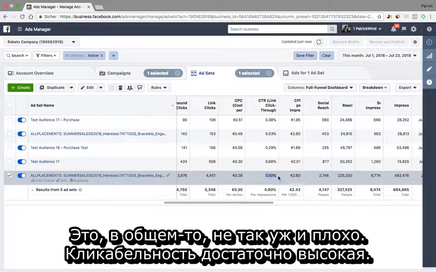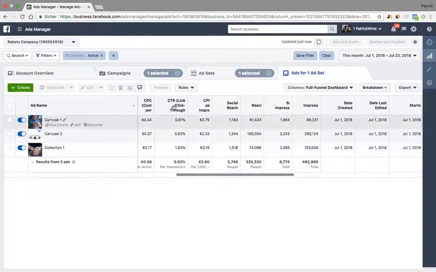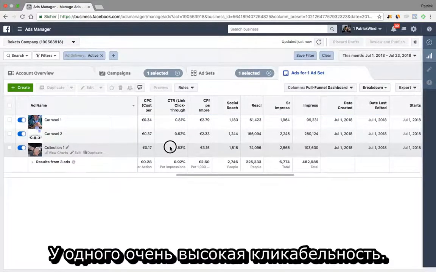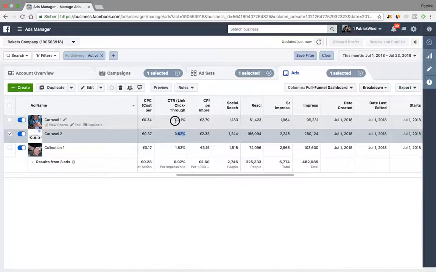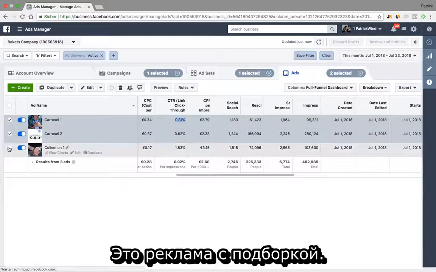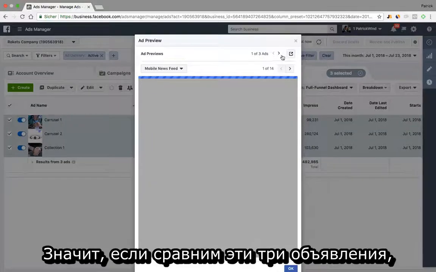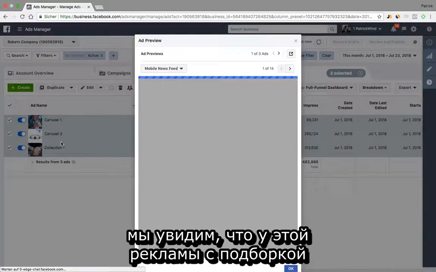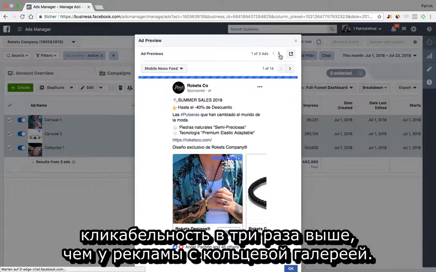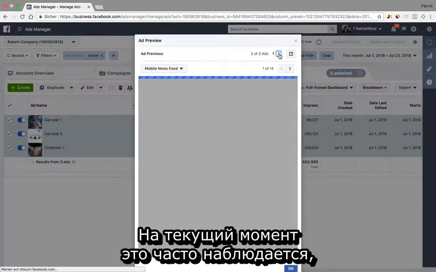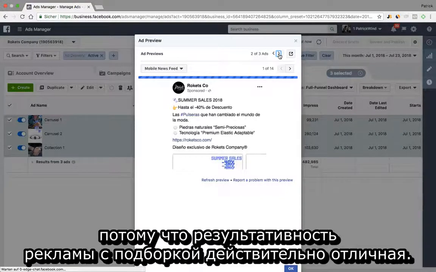Also the click-through rates are pretty high. Let's take a look at what kind of ads we have in here. Okay, surprise, surprise. The one with the highest click-through rate, I mean, take a look at that, 3 times higher than this one, 2 times higher than this one, is the collection ad. So if we just compare those 3 ads, we see that the collection ad really got 3 times higher click-through rates than just the carousel ones, which is something that I see pretty often nowadays, because collection ads really perform very nicely.